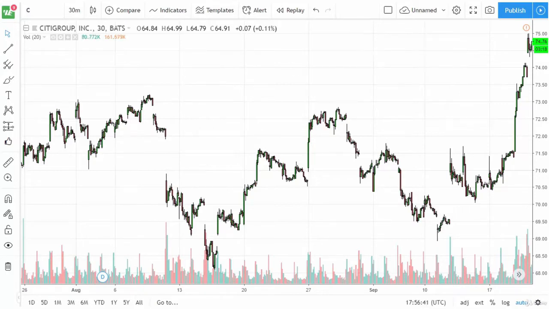Wedges aren't quite triangles, but they are a tightening of the market. So a wedge might look something like that. Market's banging around on the inside. They tend to break in the opposite direction, so it's an ascending wedge. You're looking for a breakdown or a breakout on a descending wedge.